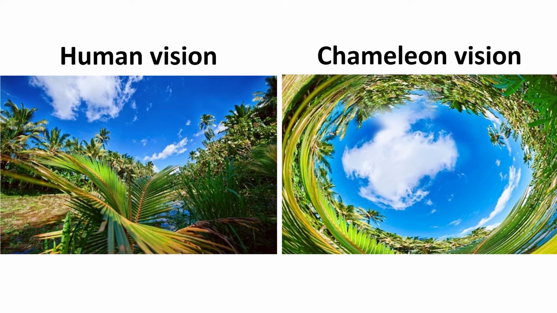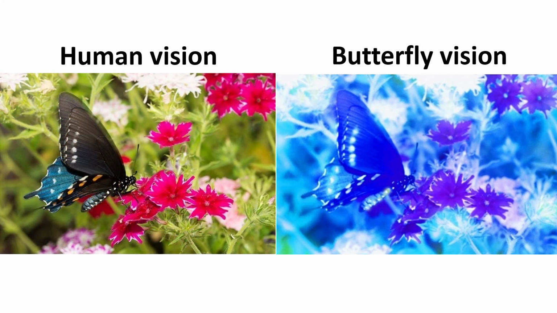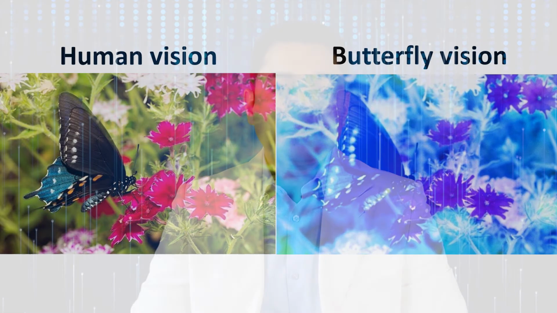This one is human versus chameleon vision. Chameleons have 360-degree vision, so they see the world very differently than how we see the world. And this one is human versus butterfly vision. Butterflies can see more colors and shades than human beings can, including ultraviolet light.